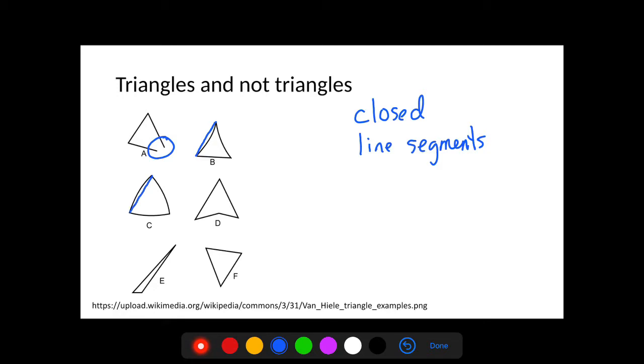We need line segments. D has 1, 2, 3, 4 sides. A triangle only has 3 sides. So a closed figure made of line segments with 3 sides would be our triangle.